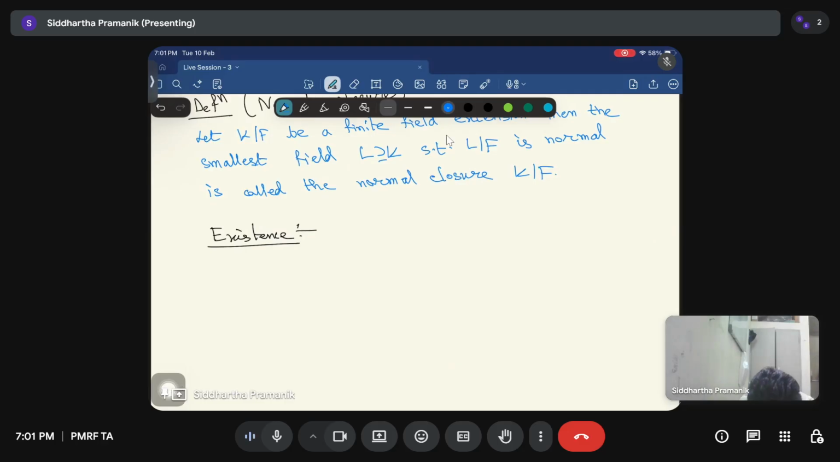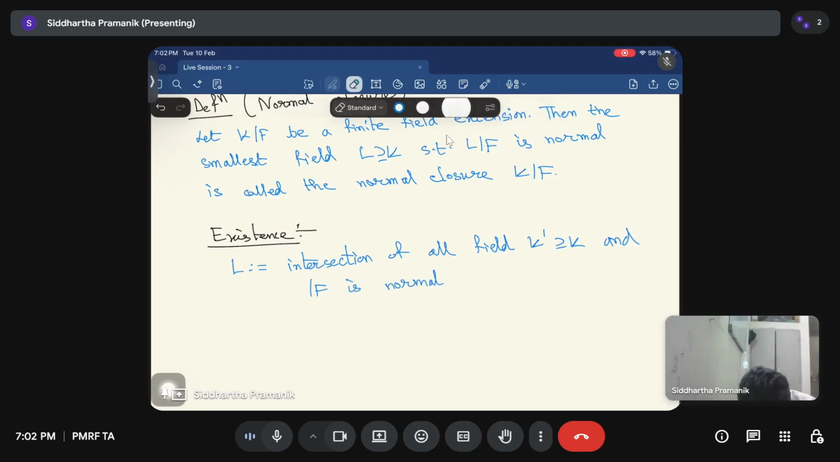Okay, let's take L to be the intersection of all fields, let's say K prime, which contains K and K prime over F is normal. We know that such fields exist, which we have already proved, because any finite extension can be further extended to a normal extension. So we are taking all such fields and let's take their intersection.